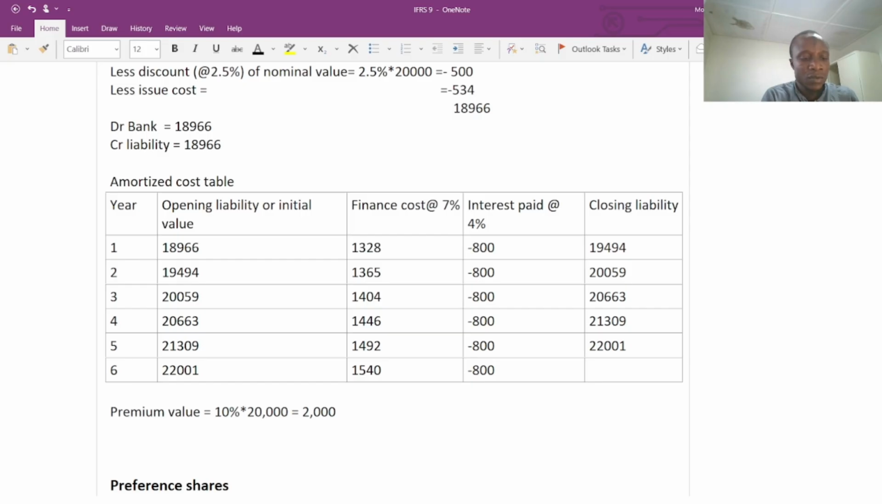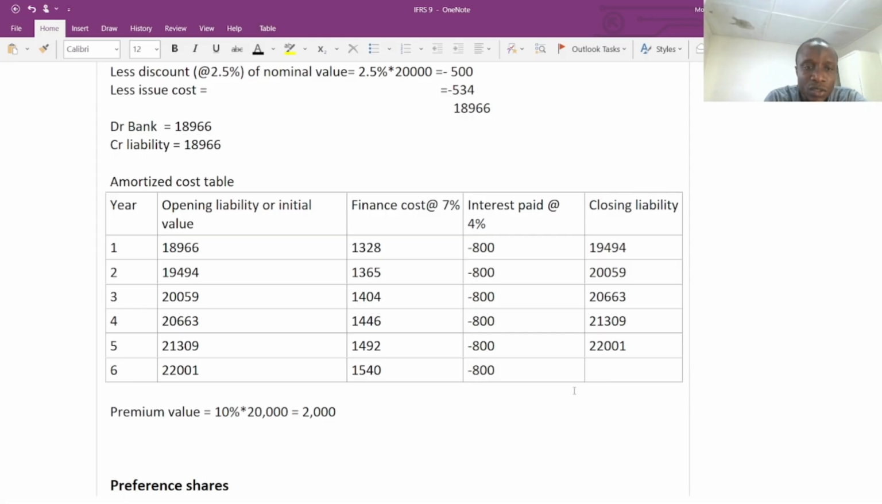So now 22001 plus 1540 minus 800 will give us 220741. So at the redemption date, this is what we are going to do. We are going to make a premium of this. And the liability, we are not going to account for it. There is a rounding difference from this particular question.